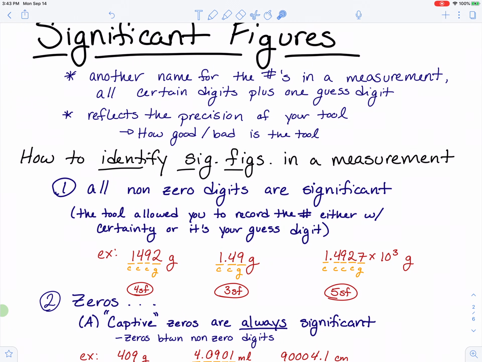Now, when we do this, we can get an idea of how precise our tool is by seeing how many calibration markings there are and what place they go to. So a tool that goes to, let's say, the tens place is not as precise as a tool that goes to the 100ths place. So that's just something to keep in mind as we continue to practice. All right.